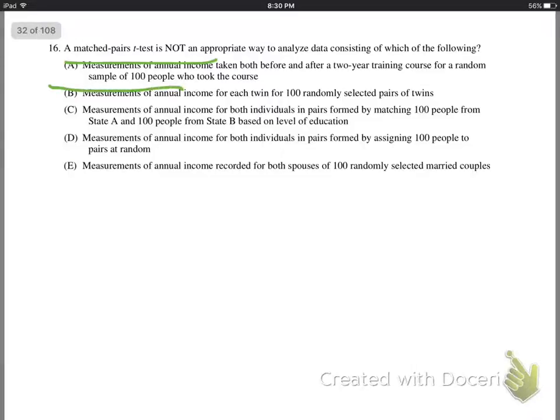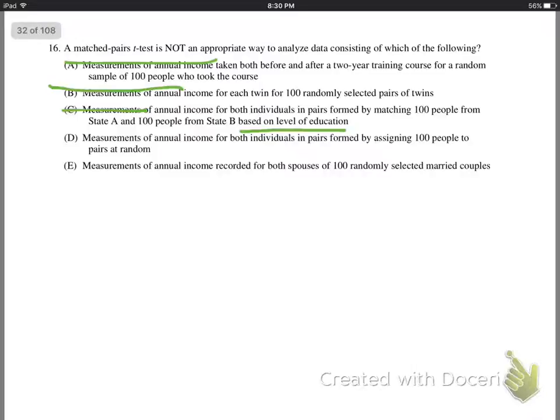Measure of income for both individuals in pair formed by matching 100 people from state A and 100 people from state B based on their level of education. So that means like they'll get people from high school or people with a bachelor's or people with a master's. Now, if they didn't say based on level of education, I would say that C is not a matched pair. But because they said based on level of education, C, that is matched pairs.